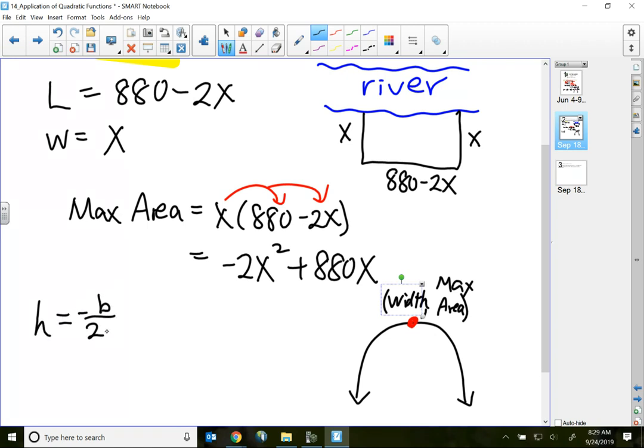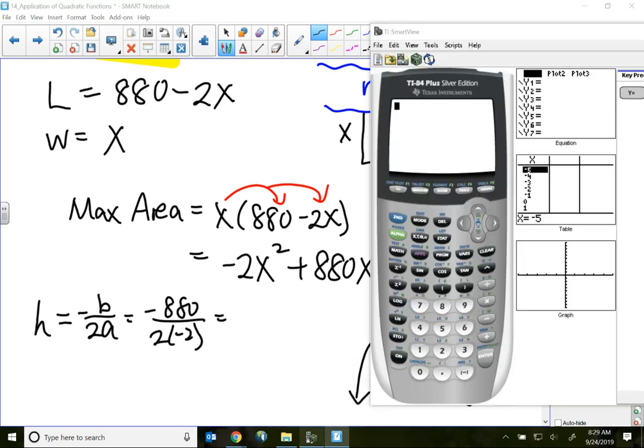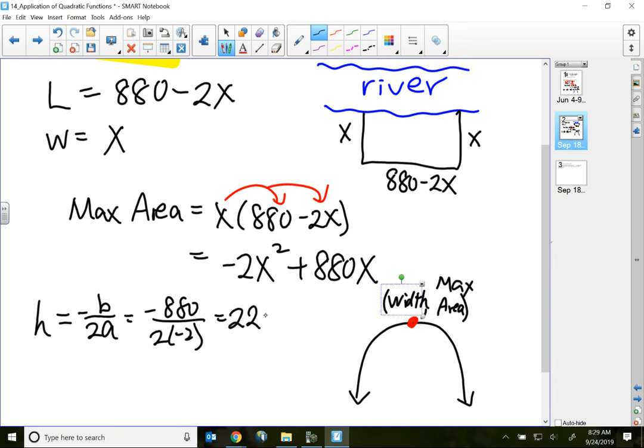So again, using the vertex formula, my x value, or my h, is going to be negative b over 2a. So that will be negative 880 over 2 times a, which is negative 2. So this is basically saying negative 880 divided by negative 4, or you can say 880 divided by positive 4. So that will be 220. All right, since my h is the same as my x value, then my width will now become 220 feet. So the dimension of the width, 220 feet, will create the maximum.